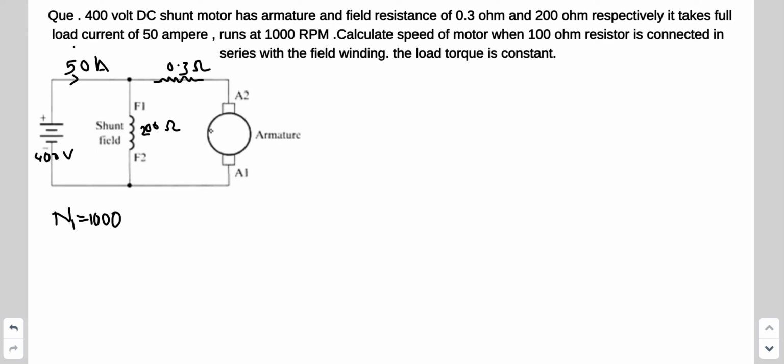Friends, today we will solve a numerical based on the speed control of DC shunt motor.